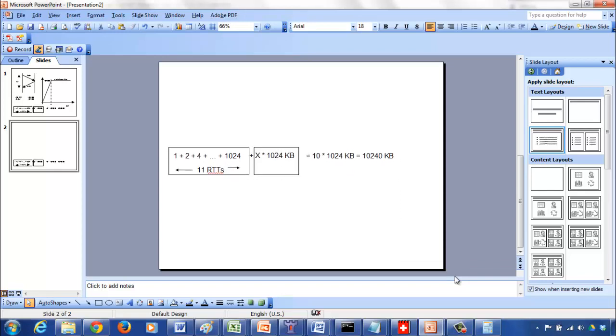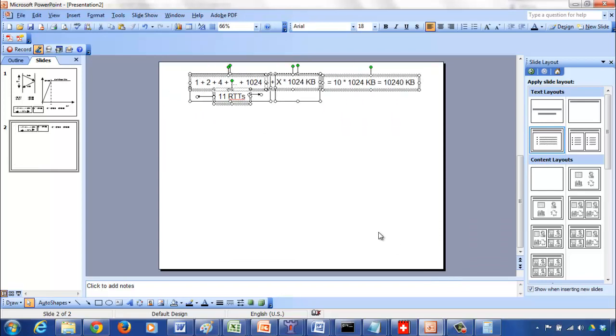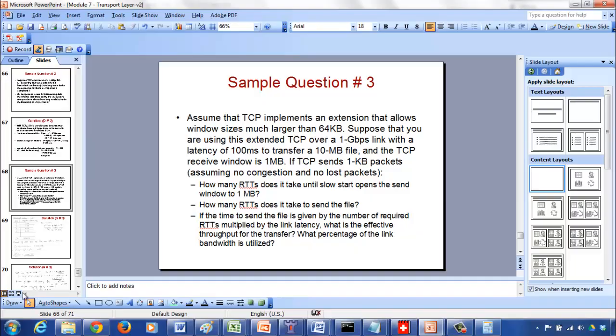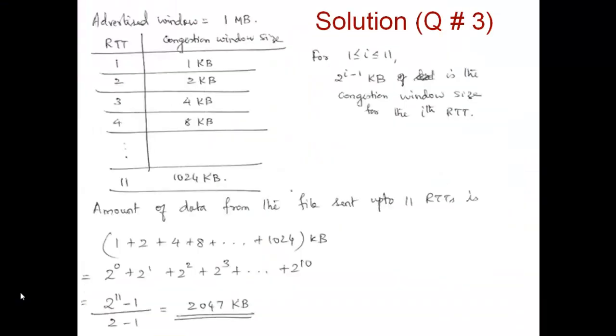Okay, so now we need to know how to do this exponential sum. Is this an arithmetic progression? No, it is actually geometric, where the terms are increasing powers of 2: 1 is 2 to the 0, then 2 to the 1, 2 squared, 2 cubed, up to 2 to the 10. So 2 to the 0 plus 2 to the 1 plus 2 squared, up to 2 to the 10 is going to be 2 to the 11 minus 1 divided by 2 minus 1.